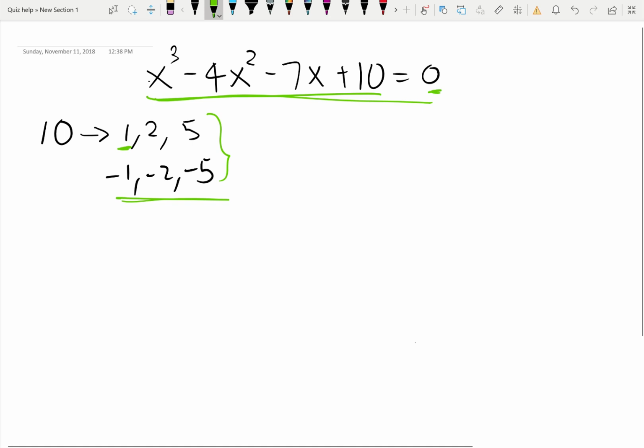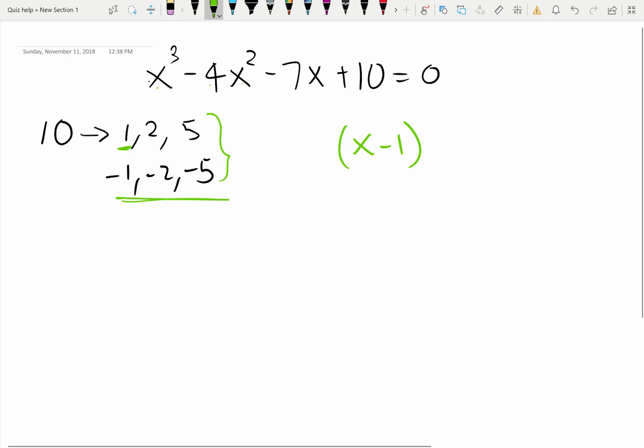So let's substitute. 1 cubed is 1, minus 4 times 1 squared is 4, minus 7, plus 10. What do we get? 1 minus 4 is -3. -7 plus 10 is 3. -3 plus 3 is 0. Good. So 1 is a root of this polynomial. So what is the factor? x minus 1, right? It should be x minus 1.